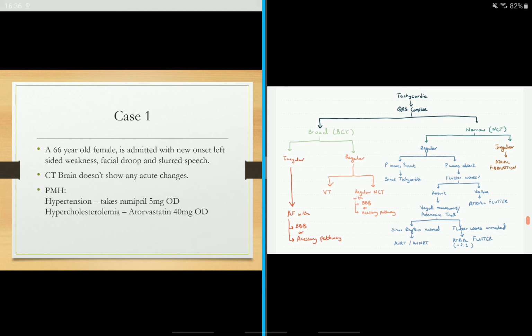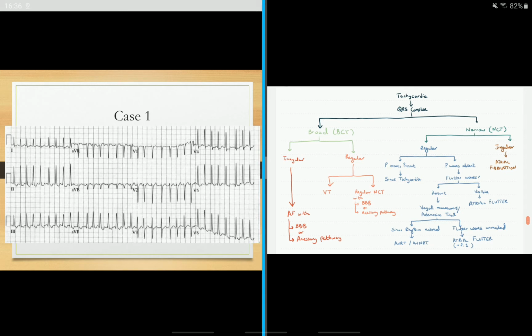Her past medical history does confirm that she has some risk factors for cerebrovascular accidents. The ECG recorded is as follows. Now we will go through our algorithm, but first of all, to check the rhythm, the best leads that we see are lead 2 or lead V1, and of course we need to get a rhythm strip so that we can better identify the rhythm.